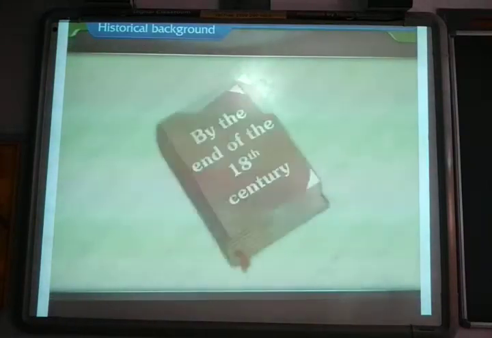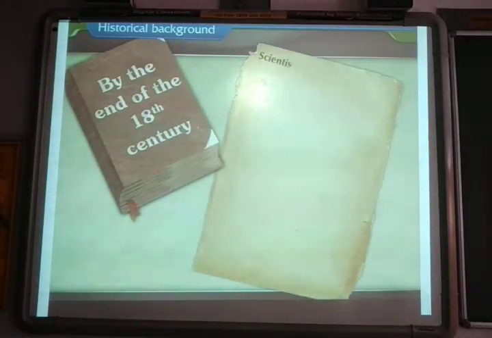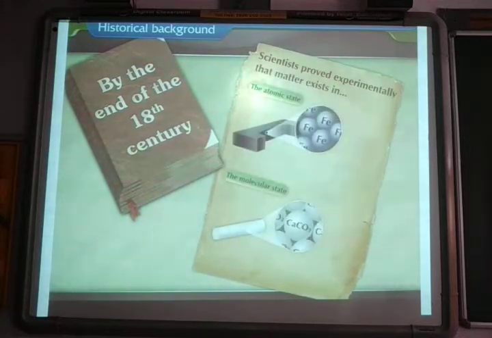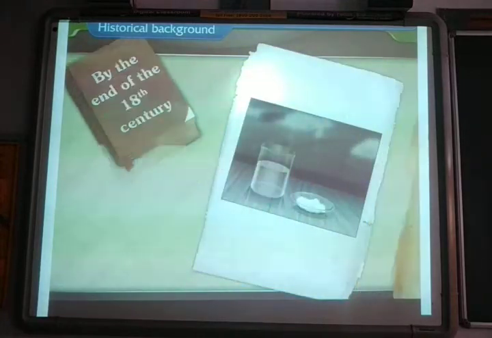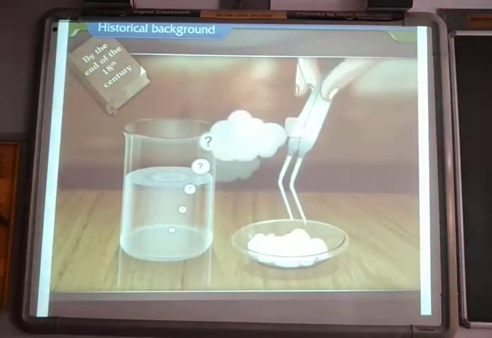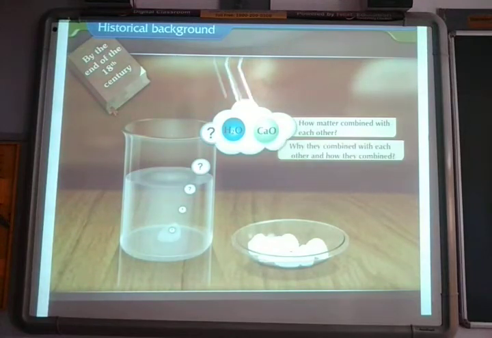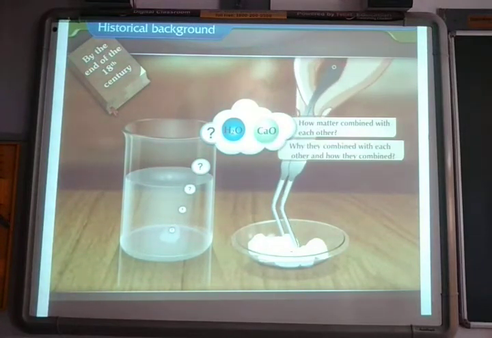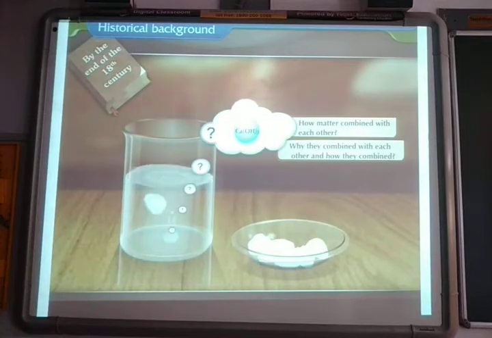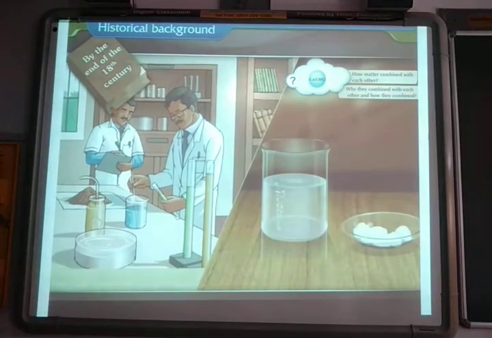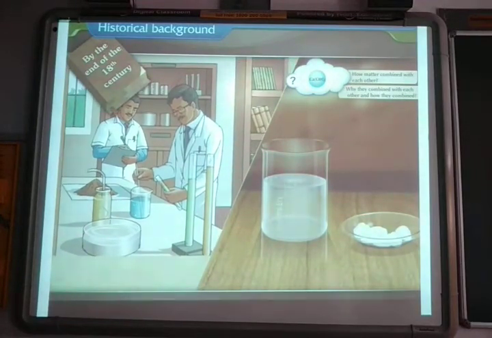By the end of the 18th century, scientists proved experimentally that matter exists in the atomic state and the molecular state. Scientists were interested in knowing how matter combined with each other, why they combined with each other, and how they combined. Scientists formulated the laws of chemical combination after performing many experiments involving chemical reactions.